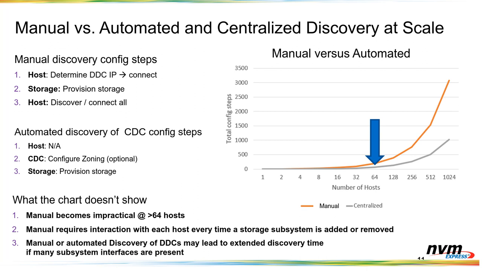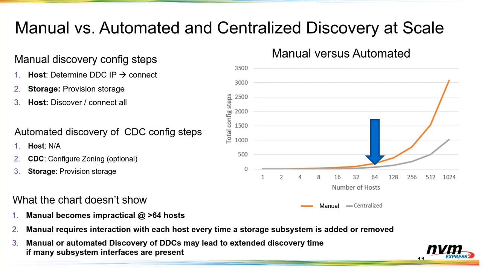we've noticed in our lab that it gets a little bit difficult to manage an NVMe over Fabrics environment if you're trying to do manual, that first method I showed you, and you've got somewhere north of 32 hosts. I chose 64 because that was a really easy number to work with. At 64, it's very hard to manage that many individual hosts without some sort of centralized discovery. It's a lot of updates you have to make. It basically comes down to needing to interact with every host every time a storage subsystem is added or removed.